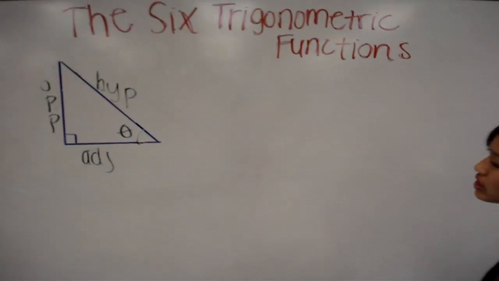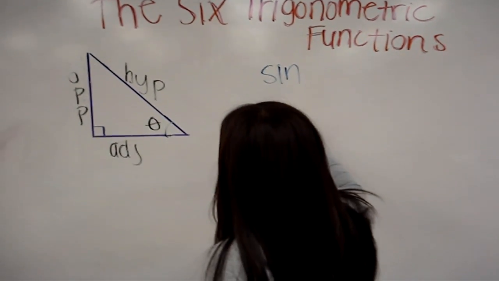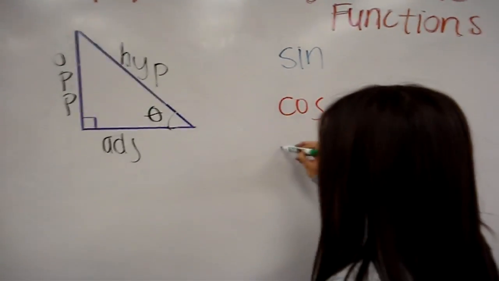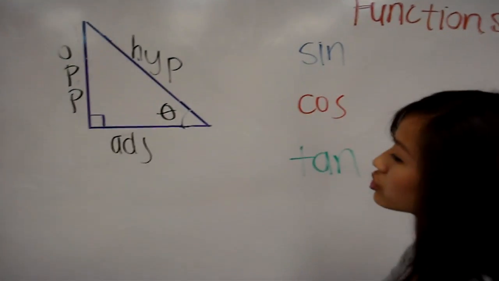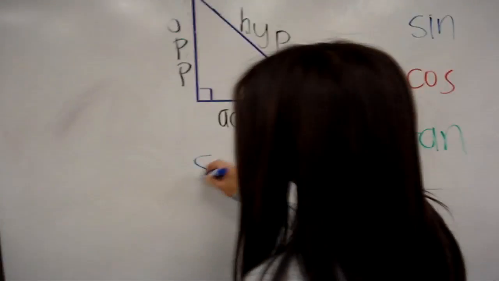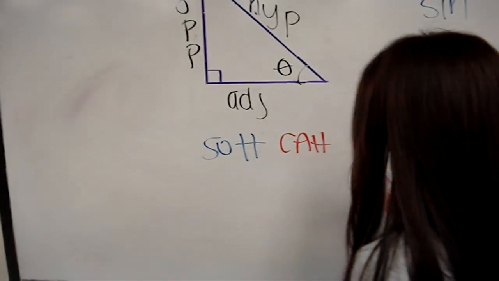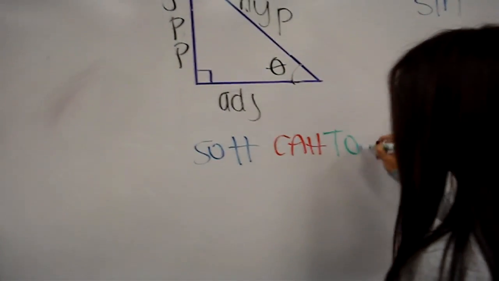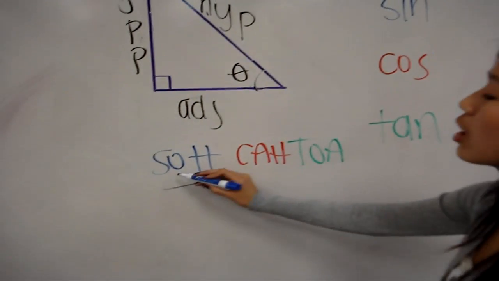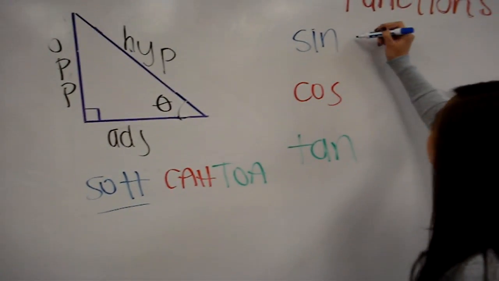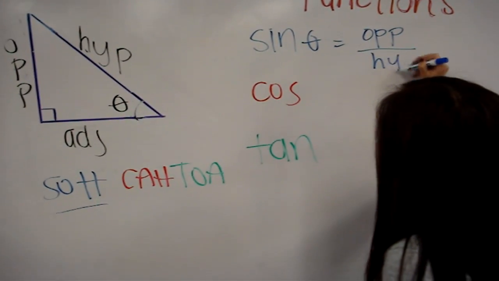The 3 main trig functions of trigonometry are sine, cosine, and tangent. A tip to remember the definitions of these 3 trig functions is SOHCAHTOA. So the S stands for sine, and O and H stand for opposite over hypotenuse, meaning sine of theta would equal opposite side over the hypotenuse.